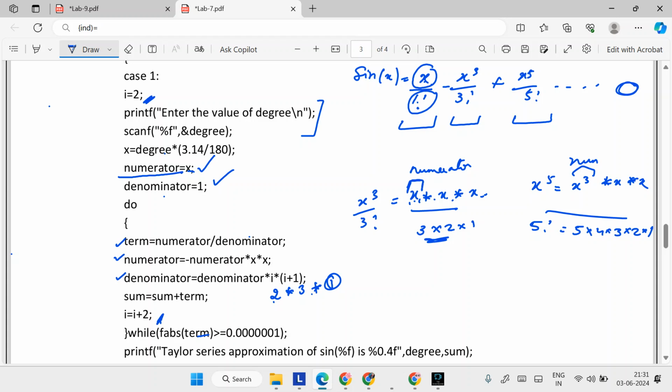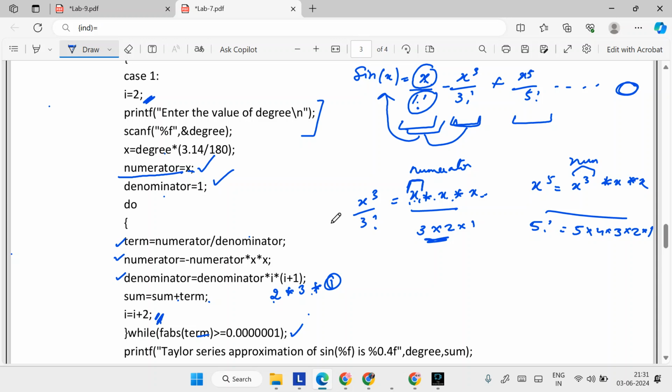Once you have found one term and the next term, you have to calculate and put it into sum, right? So sum is equal to the previous sum plus the current term, and you increase the counter by 2 because 3 becomes 5, 5 becomes 7, like that. Till where will you do? You will do it till the value reaches 0.